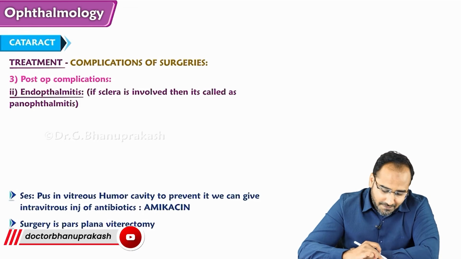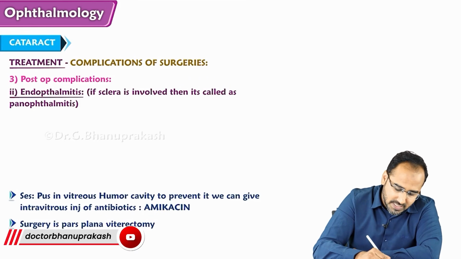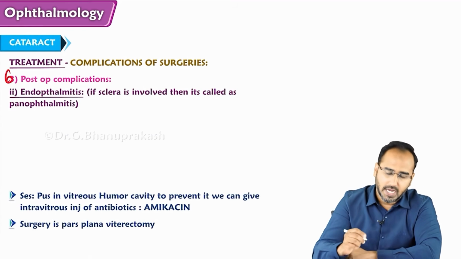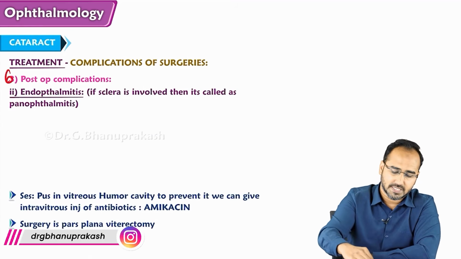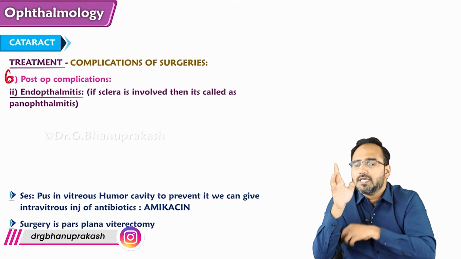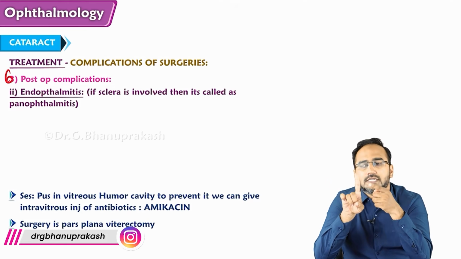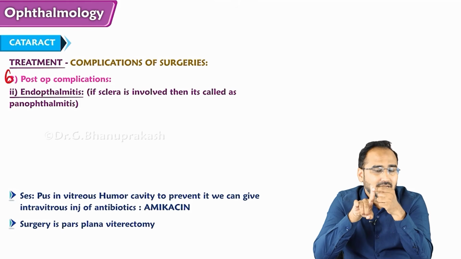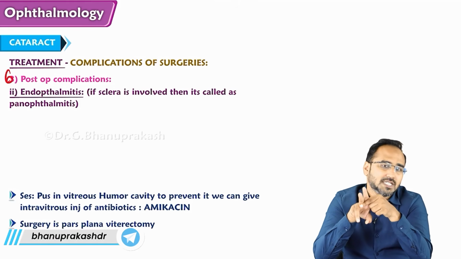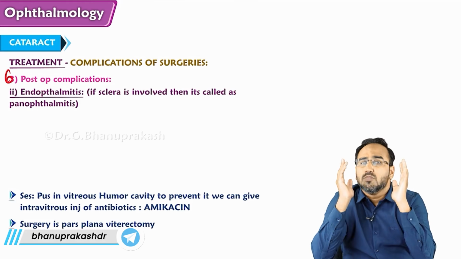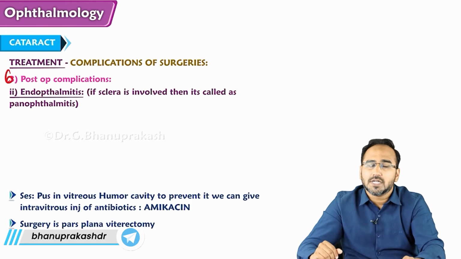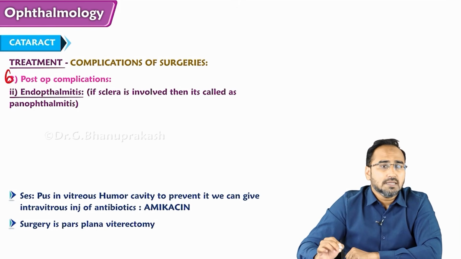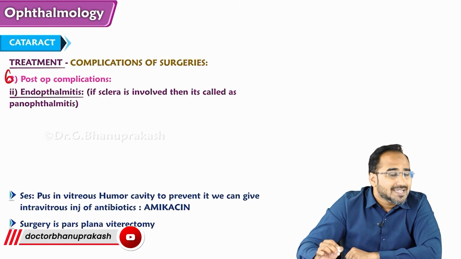Now coming to the most dreadful complication of cataract surgery. What is the most dreadful complication of cataract surgery, guys? The most dreadful complication of cataract surgery is endophthalmitis. We are discussing the post-op complications. After cataract is one complication. Cystoid macular edema is another complication. Sudden painless loss of vision is one complication. Sudden painful loss of vision is another complication. Now we are discussing the most dreadful complication of cataract surgery, which is called endophthalmitis.